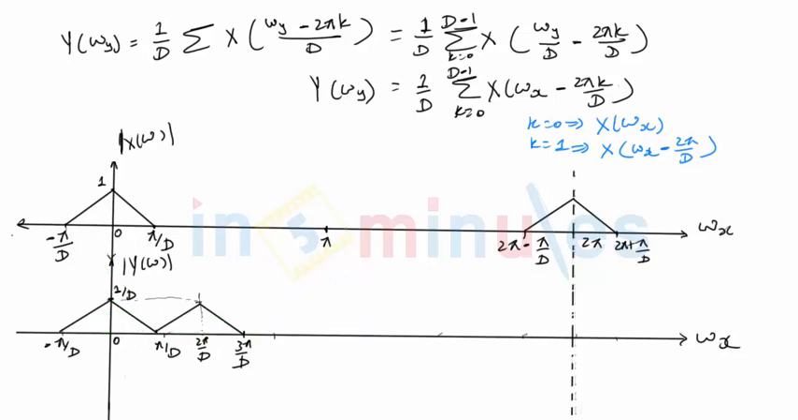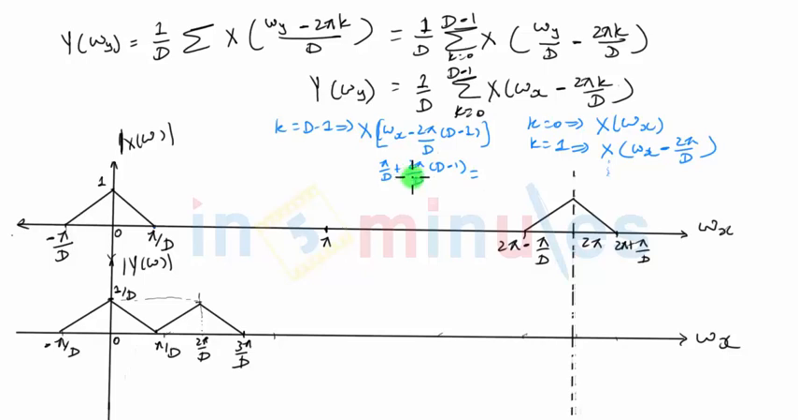Finally, if I continue doing this, the last value of k that I will put is k equal to d minus 1. So let's see what happens if I put k equal to d minus 1. I'll just write it here. I'll get X of omega x minus 2 pi by d into d minus 1. This is nothing but X of omega shifted by this much amount. When you shift it by 2 pi times d minus 1 by d, this will be the last spectrum. Let's see where it will be available. The 0 point will shift to 2 pi times d minus 1 by d, and the right hand side point will shift to pi by d plus 2 pi by d into d minus 1.